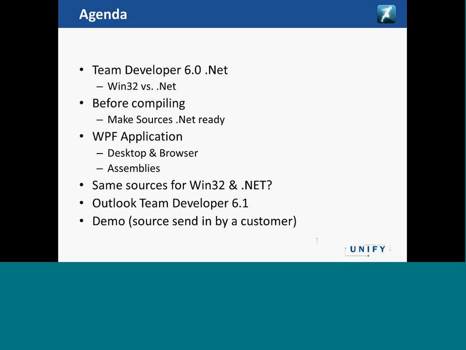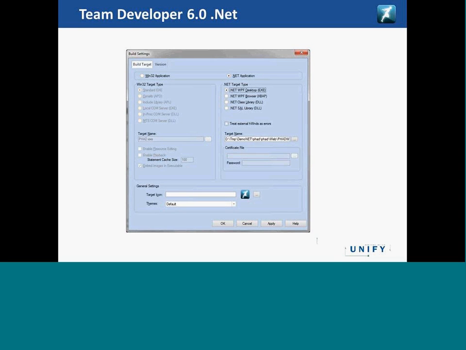So this is the build targets of Team Developer 6.0 .NET. I don't know if you have already all the add-ons, and if you have a license, you will see on the right side the .NET build targets. So just at the moment, it's pretty simple. On the left side, these are the old technology, and you can now use the .NET application build targets. For example, you switch on the build target type WPF desktop, and if you compile something, you should get an executable which is running on MSIL.